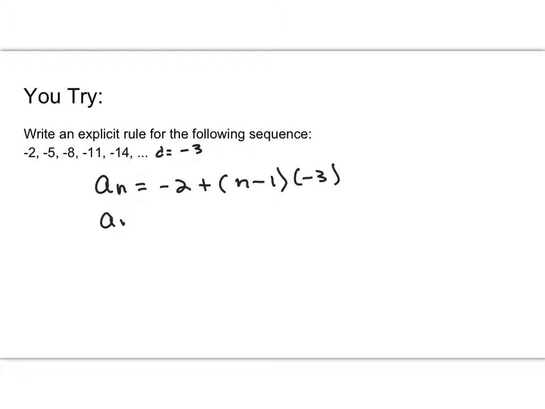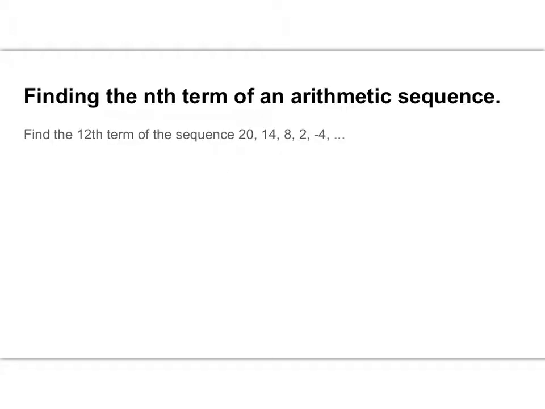And then simplifying that, I get negative 2 minus 3n plus 3. I got that by distributing the negative 3 to both those terms. And then I'm going to combine my like terms, and I get a sub n equals 1 minus 3n. And that's it. All right, finding the nth term.